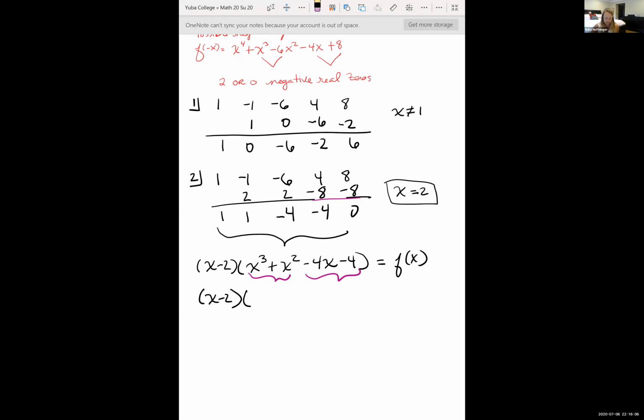So x cubed plus x squared, we could pull an x squared out of both of those terms. If we did that, we would be left with an x plus 1. The last 2 terms, a negative 4 is in common, so let's pull a negative 4 out. And we would have x plus 1. And so we have x minus 2, and then x squared plus 1 can be pulled out, but then you'd be left with x squared minus 4.